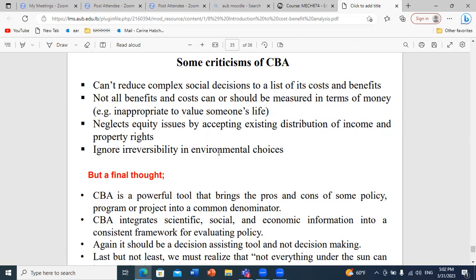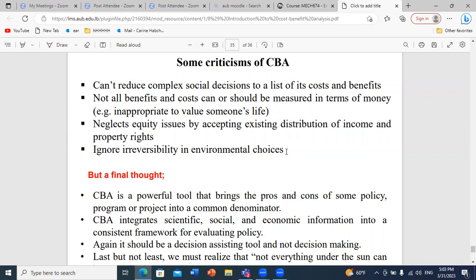Furthermore, it will ignore irreversibility in environmental choices. Sometimes when you use resources, you can have depletion of resources, you can have a bad effect on the environment, and what will happen is irreversible, so we cannot change it anymore. So we should pay attention that we are not harming the environment, and we are not causing real big damage while doing our project.